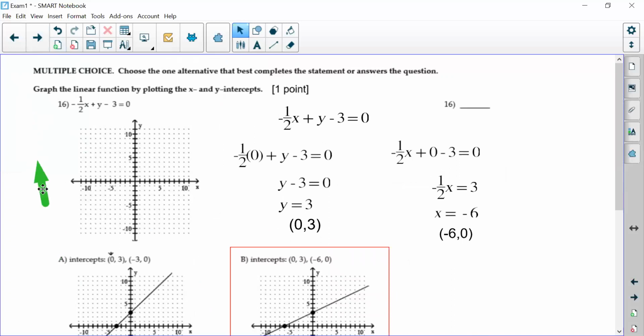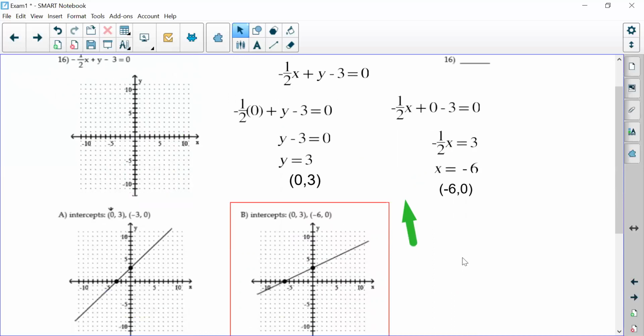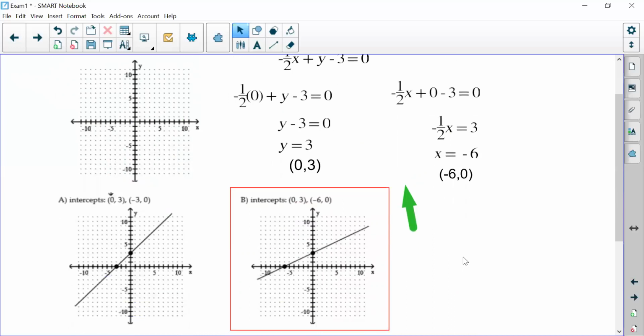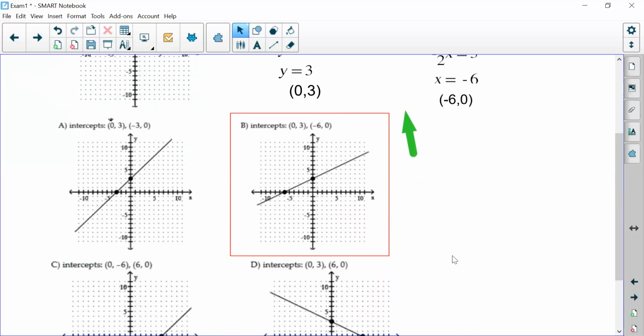Number 16. Oh, good, a multiple choice. Graph this by using intercepts. Well, here's the line, the linear function. If you let x equal 0 and determine y, you will find the y-intercept. And if you let y equal 0 and solve for x, you will determine the x-intercept. And choice B had those 2 intercepts. So choice B was correct.